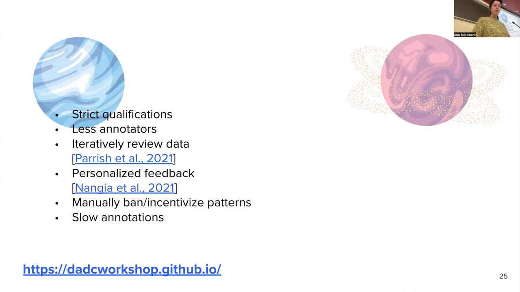I mentioned that you manually ban or incentivize behavior. So if you see them doing something well, you might even give your annotators bonuses to encourage that kind of creativity. All of this will result in slow annotations. If you are checking your data manually, it's going to take a while. The last dataset I participated in creating took 7 months of annotations to produce, and it took 15 rounds of personalized feedback.